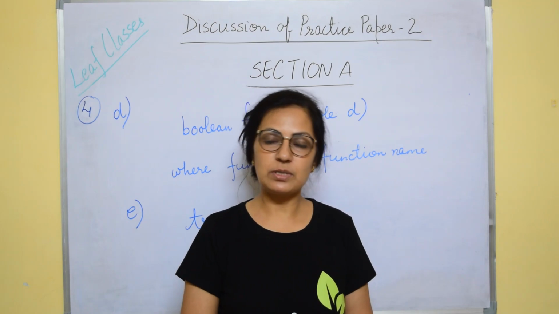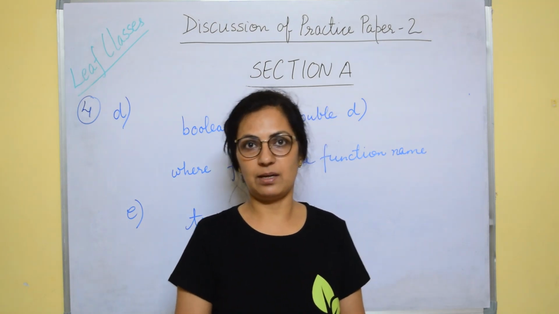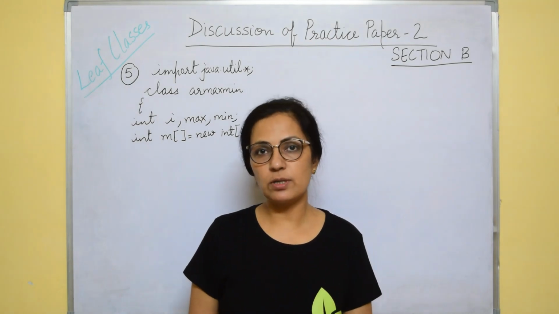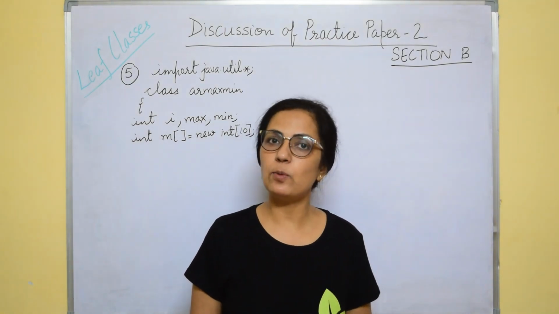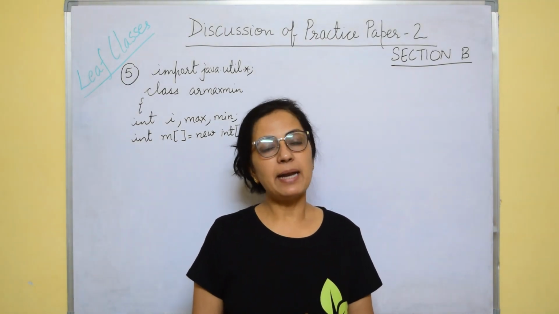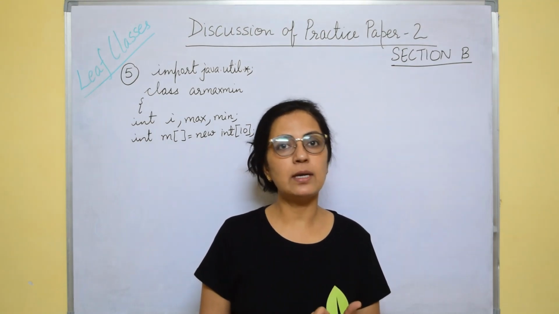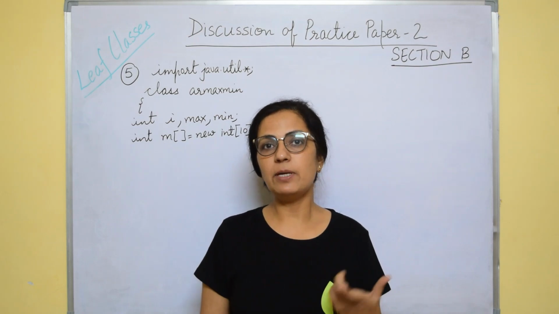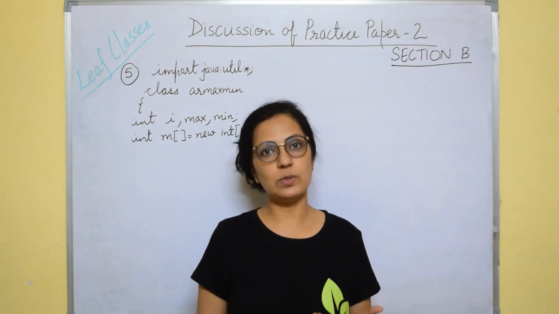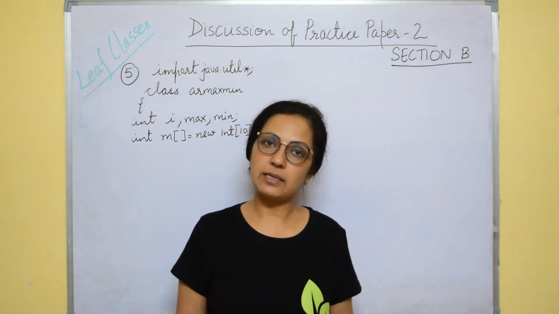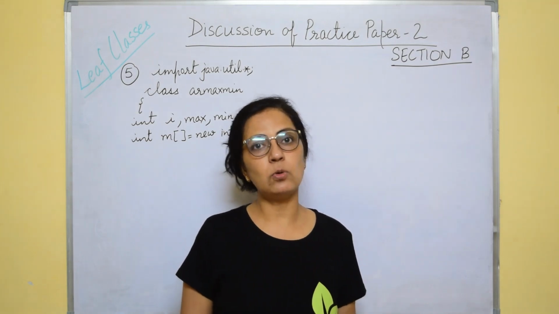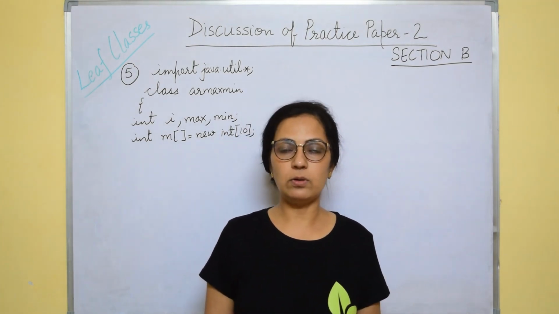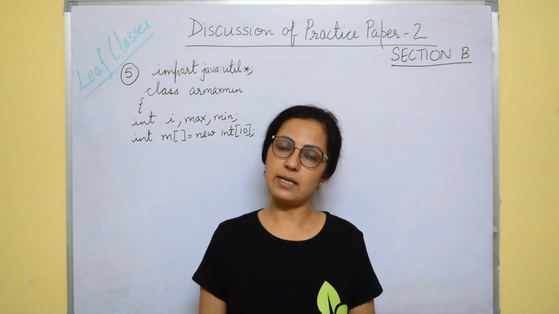And now we proceed for section B. Section B, as you know, contains 6 questions. Out of those 6, you have to attempt any 4. But I would recommend that you can always go for one extra question. So here I will be doing the first 4 questions which are given in the practice paper 2, and remaining 2 questions are there in the PDF. You can also check them. Download the PDF. The link is given in the description box.